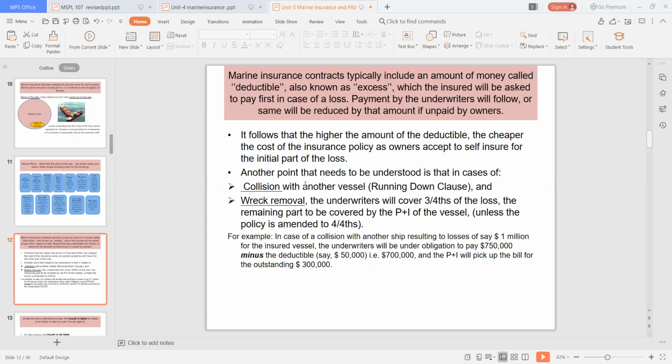For example, in a case of collision with another ship resulting in a loss of, say, $1 million for the insured vessel, the underwriters will be under obligation to pay, right, $750,000 minus the deductible, right? That is $50,000. So totally it comes out to lakhs of dollars, and the P plus I will pick up the bill for the outstanding $3 lakhs. See how it happens in case of collision of the ship.